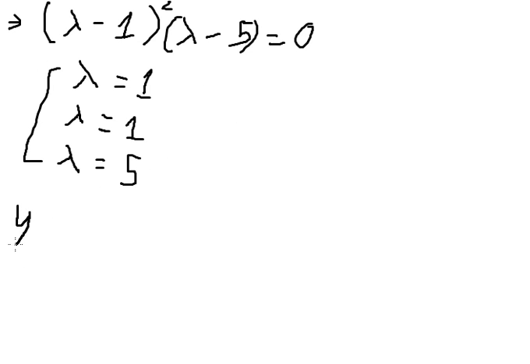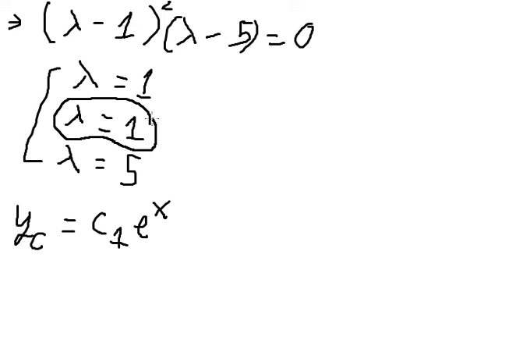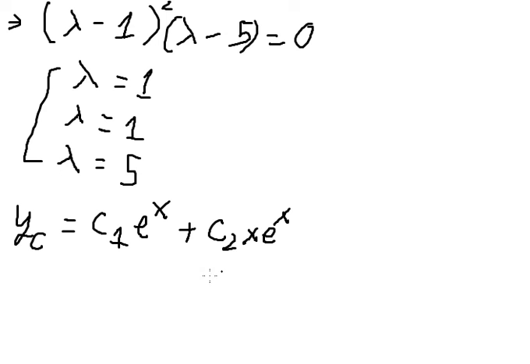So about yc, we have c1 e to the power of 1 s. So we just write s. The next one, we have lambda equals number 1. So that means we have c2 s e to the power of s. And the last one, that's c number 3 e to the power of 5s.